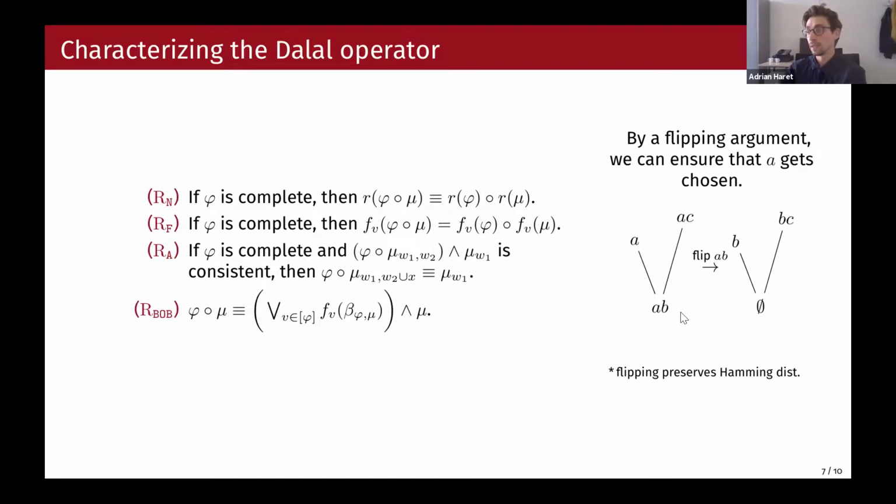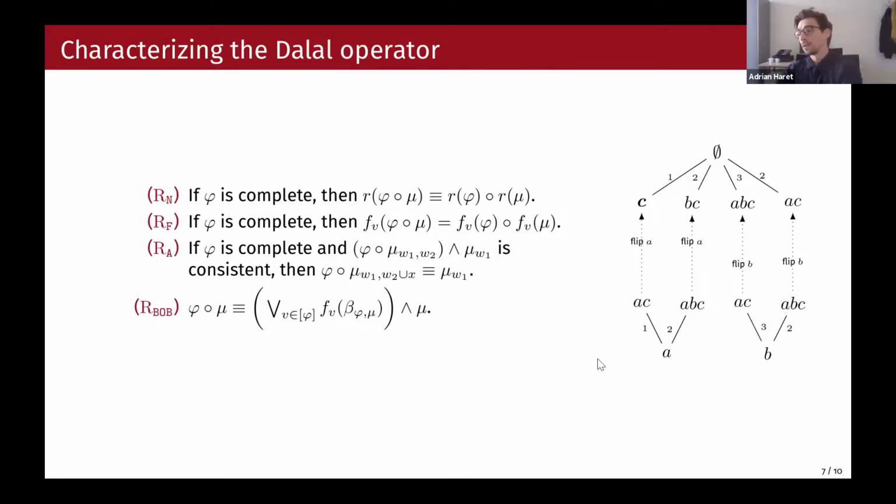is complete. What about the case when the prior belief contains multiple models? Well, this is a little trickier, and this is where this best of best formula comes in. And the way it works is, say you have a prior belief that has models A and B, and you revise by AC and ABC. So what you do is, first you flip the first model of mu, and you get C and BC. Then you flip the models of mu according to B, and you get two new models.